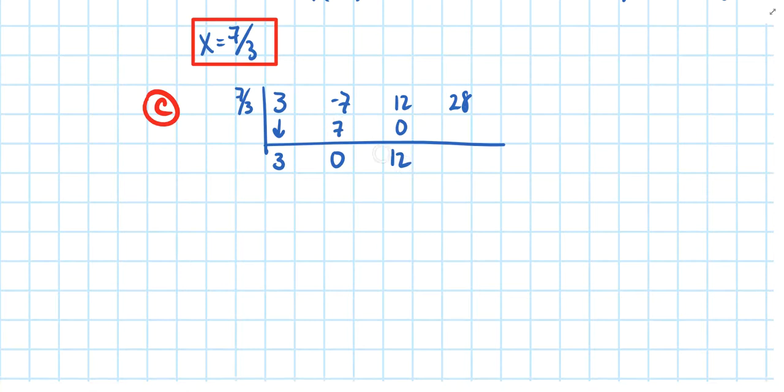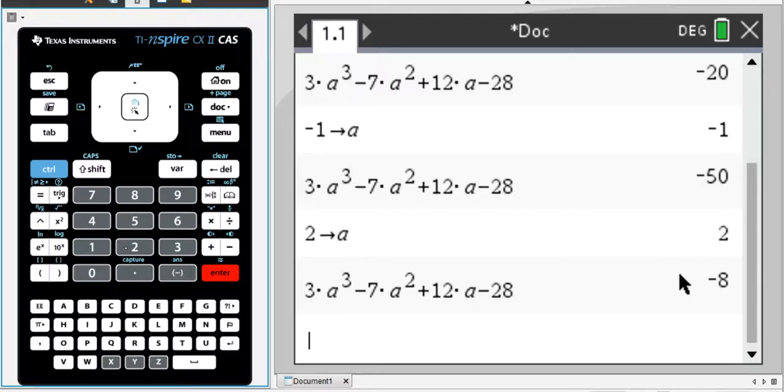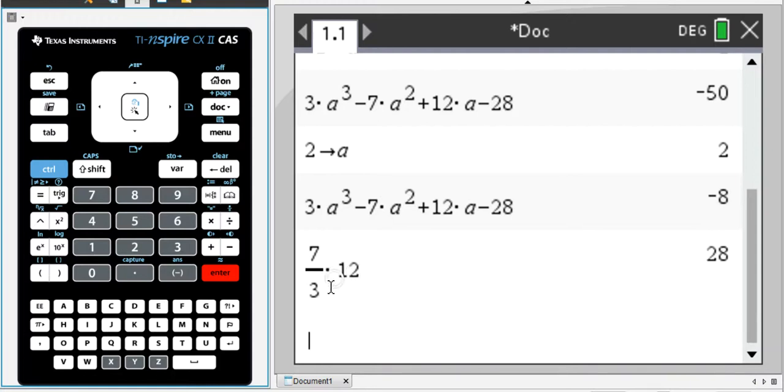Now we want 12 times 7/3. Well, that's 84/3 if you were to multiply that in your head, and I don't know what 84 divided by 3 is, so I'll just cheat here and use the calculator. 7/3 times 12. This would be permissible because the calculator is permitted, just not the graphing component. And so that ends up being 28.